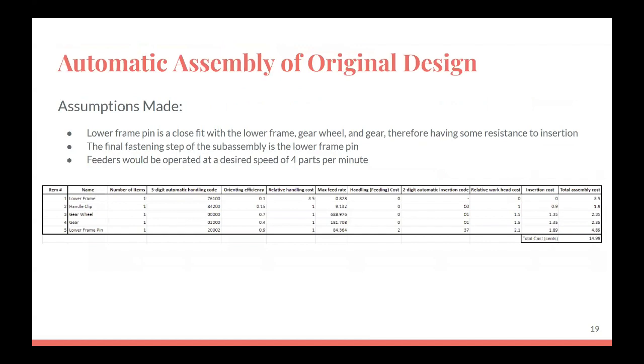For the automatic assembly, we focused on the subassembly that would attach to the crank handle. This consisted of the lower frame, handle clip, gear wheel, gear, and the lower frame pin. This analysis assumed a close fit between the lower frame pin and the lower frame, gear wheel, and gear. Other assumptions include the lower frame pin being the final fastening step in assembly, and that the part feeders would operate at a desired speed of approximately 4 parts per minute. For the original design of the subassembly, the total assembly cost was approximately 14.99 cents.